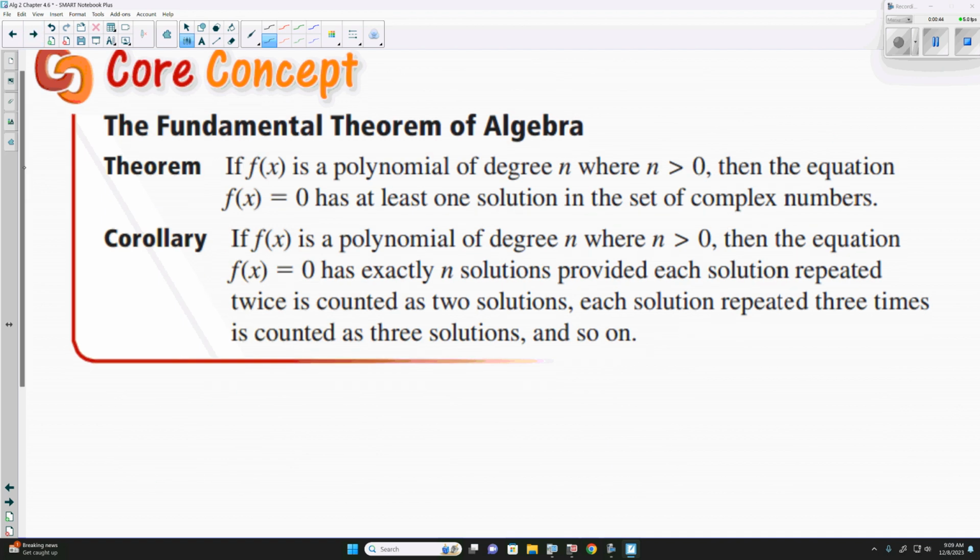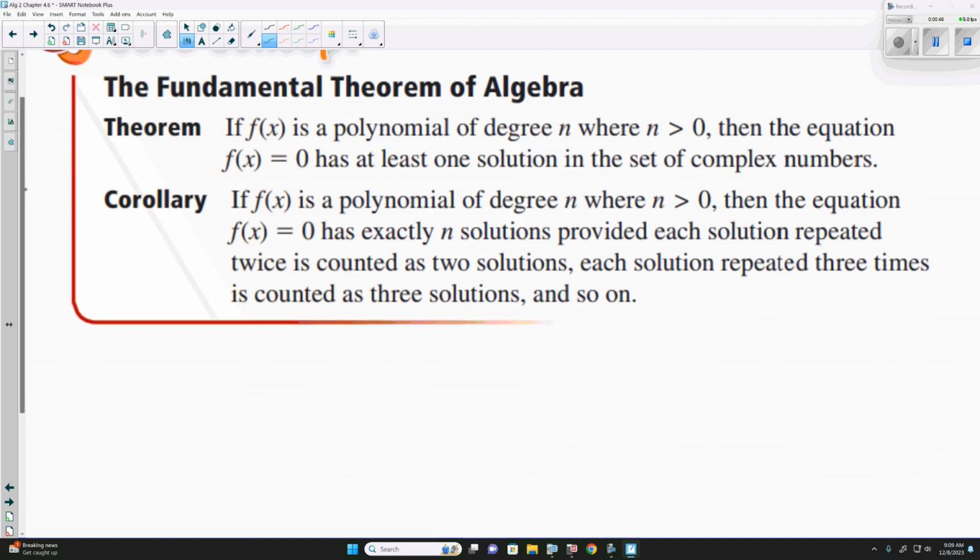Now, the first thing we're looking at is the fundamental theorem of algebra. The fundamental theorem of algebra states if f of x is a polynomial of degree n, where n is greater than 0, then the equation f of x equals 0 has at least one solution in the set of complex numbers. One solution is going to be a part of the complex numbers.